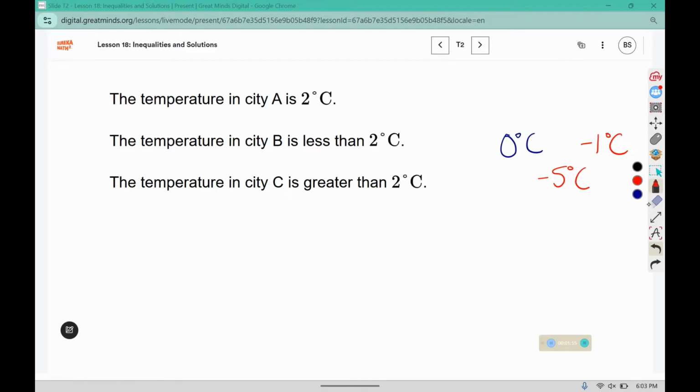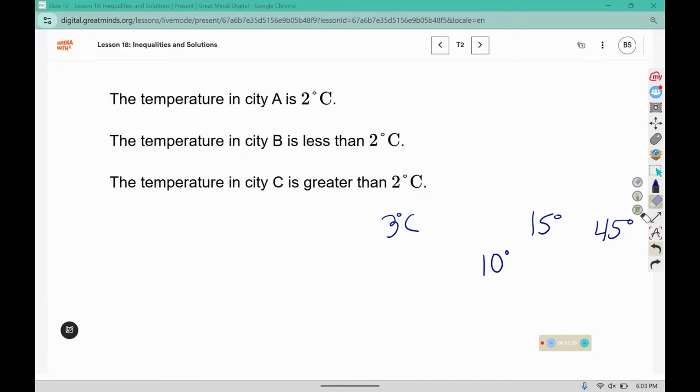The temperature in City C is greater than 2 degrees Celsius, so it could be 3, it could be 15, it could be 45, or 10, as long as it's greater than 2.